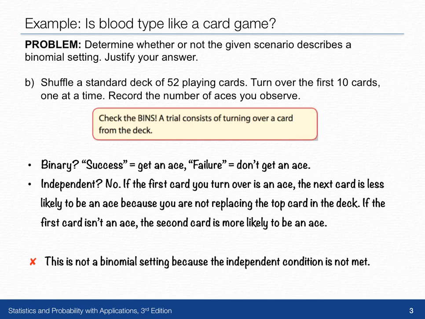For some additional practice identifying binomial settings, try exercise 1.